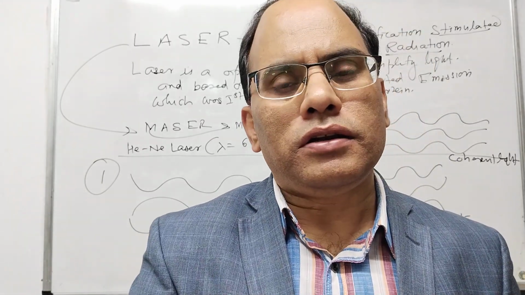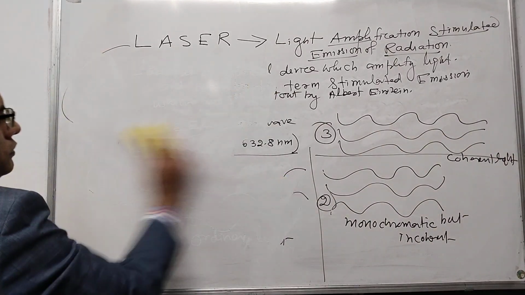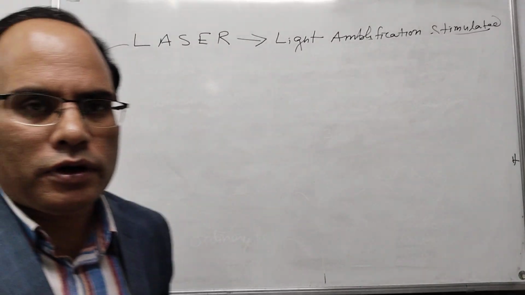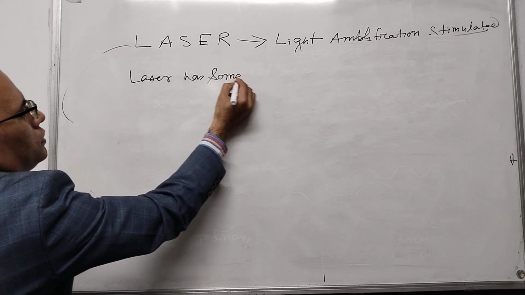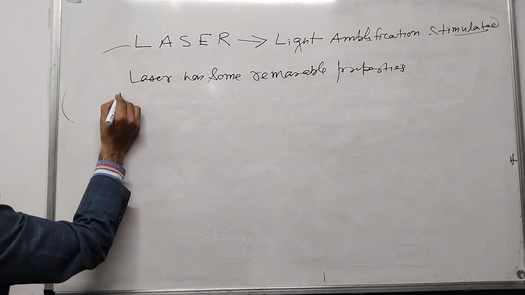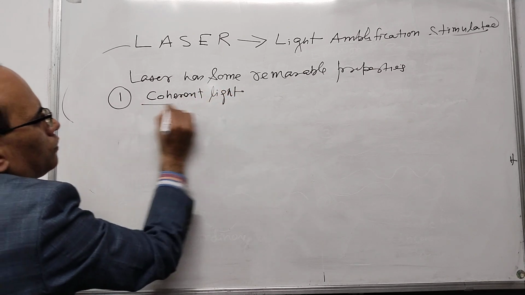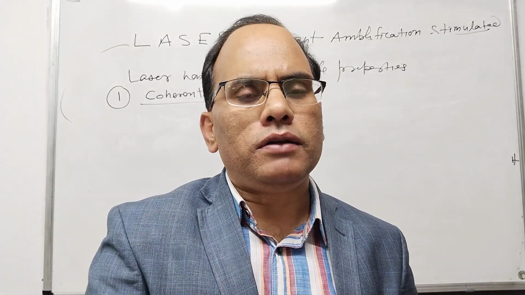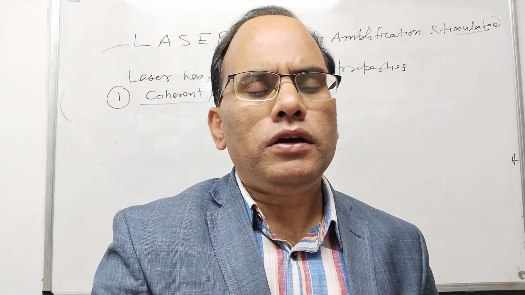Now, laser has very important properties, and that's why it is widely used. I told you laser is a complete example of coherent light, and laser has some remarkable properties. Number one, coherent light. Laser is a completely coherent source, which means the photons move in such a way that the angle remains the same. So this is a perfect example of coherent light.